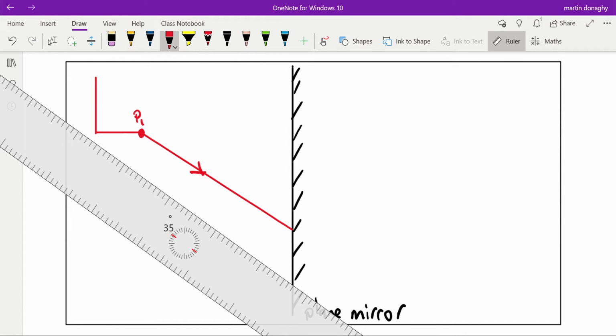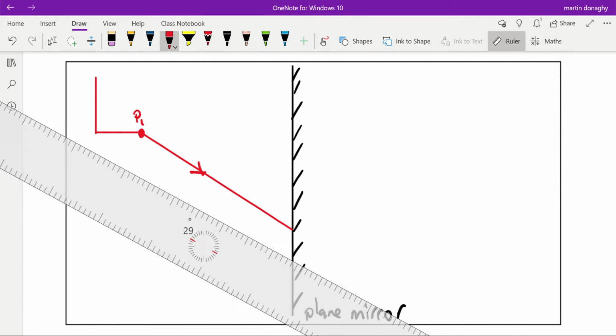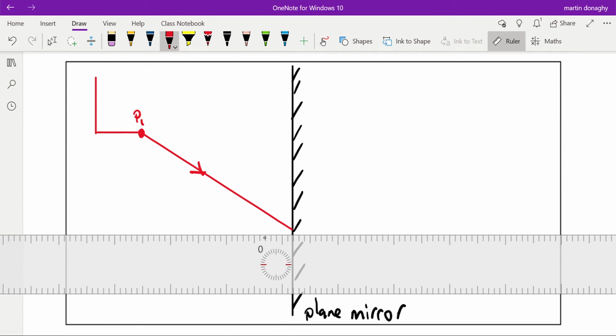Now, we're going to demonstrate this as a practical. So what I will do in a little second is shine a ray of light using my ray box onto the mirror and I'll draw where that ray goes. However, you can also do this with your protractors because we know the law of reflection. The law of reflection is the angle of incidence equals the angle of reflection. So the next thing you would need to do is draw a normal.